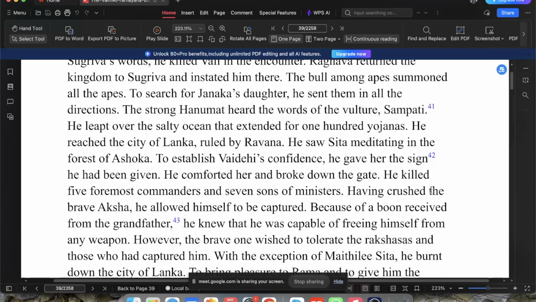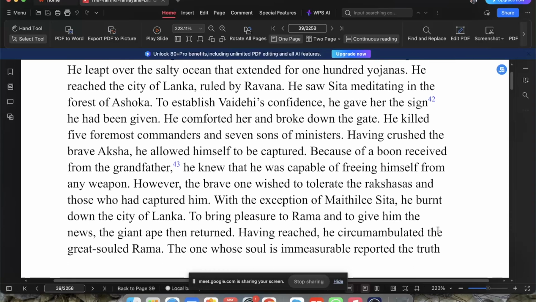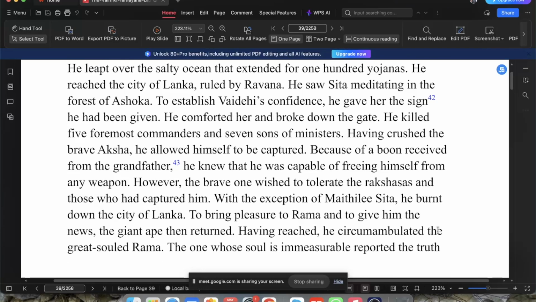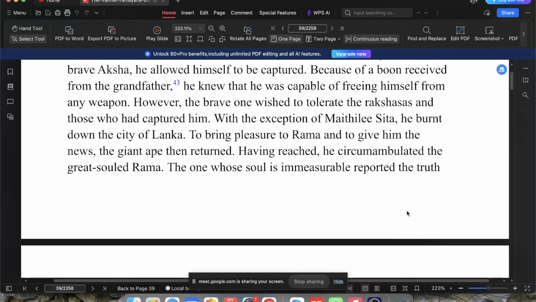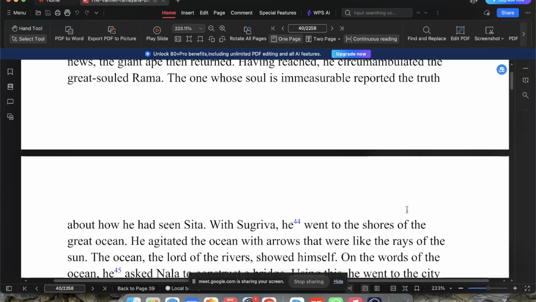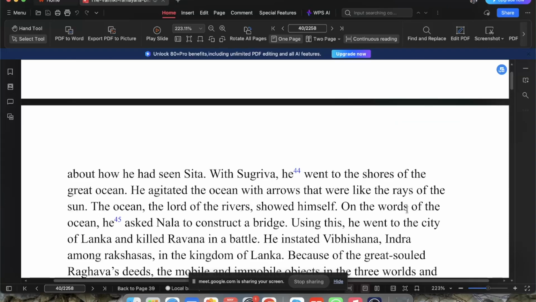Because of a boon received from the grandfather, he knew that he was capable of freeing himself from any weapon. However, the brave one wished to tolerate the Rakshasas who had captured him. With the exception of Maithili Sita, he burnt down the city of Lanka. To bring pleasure to Rama and to give him the news, the giant ape then returned. Having reached, he circumambulated the great souled Rama. The one whose soul is immeasurable reported the truth about how he had seen Sita.